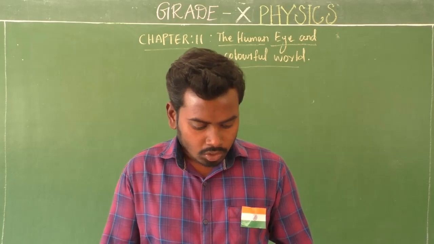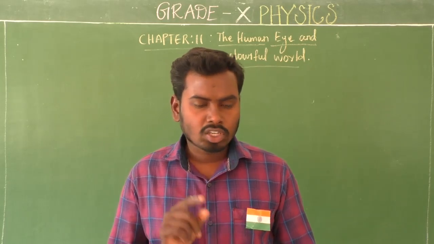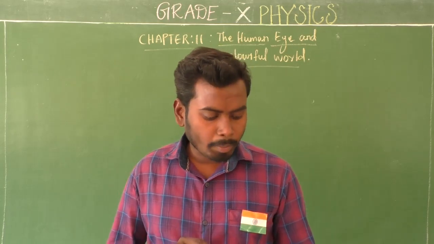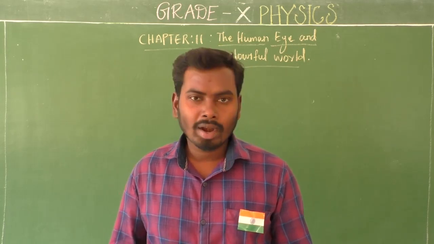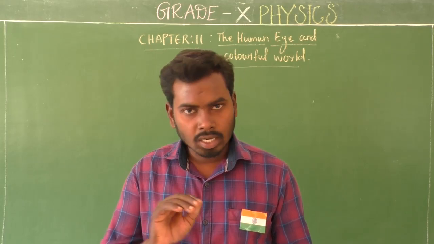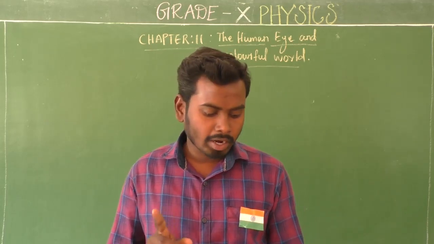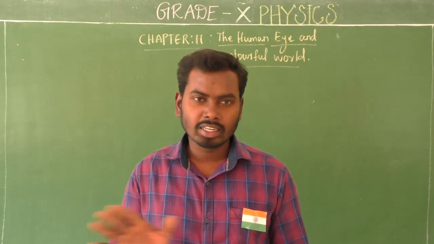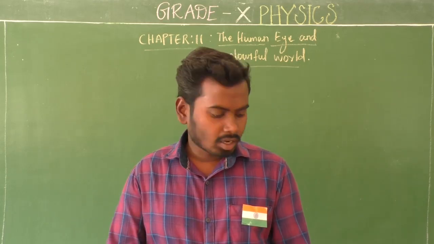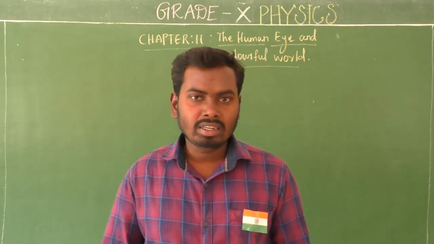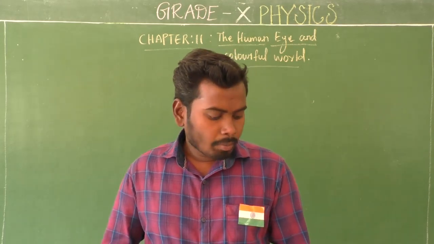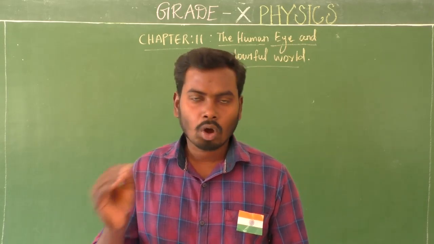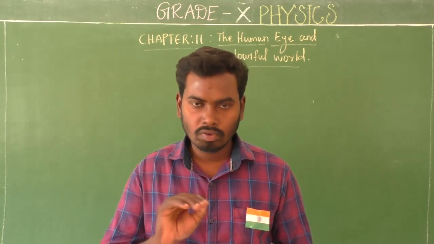The title is Chapter 11, the human eye and the colorful world. The first topic, 11.1, the human eye, is a deleted part. The human eye and functions of the human eye, then the working process of the human eye, are deleted. Then turn to the next page, page number 188, 11.1.1, the power of accommodation. That topic is also deleted. You leave it.